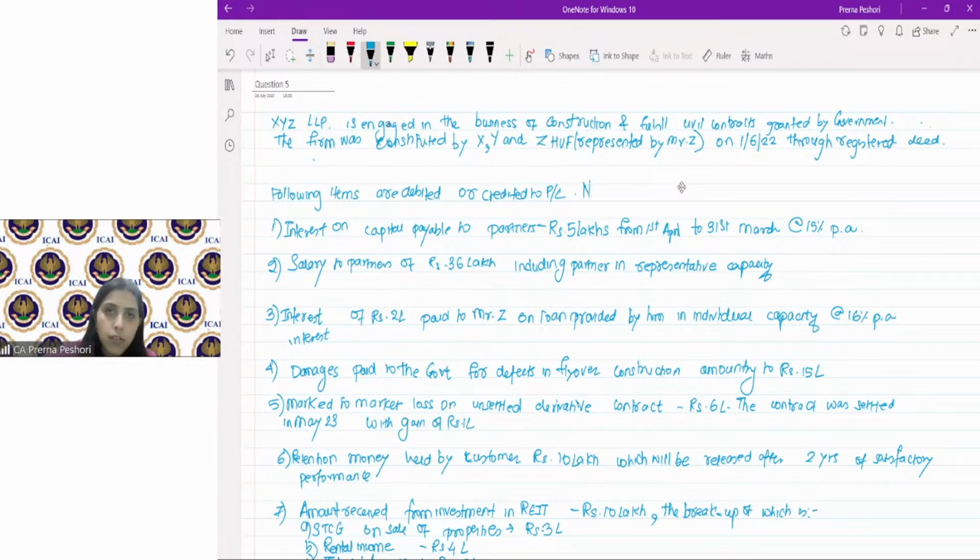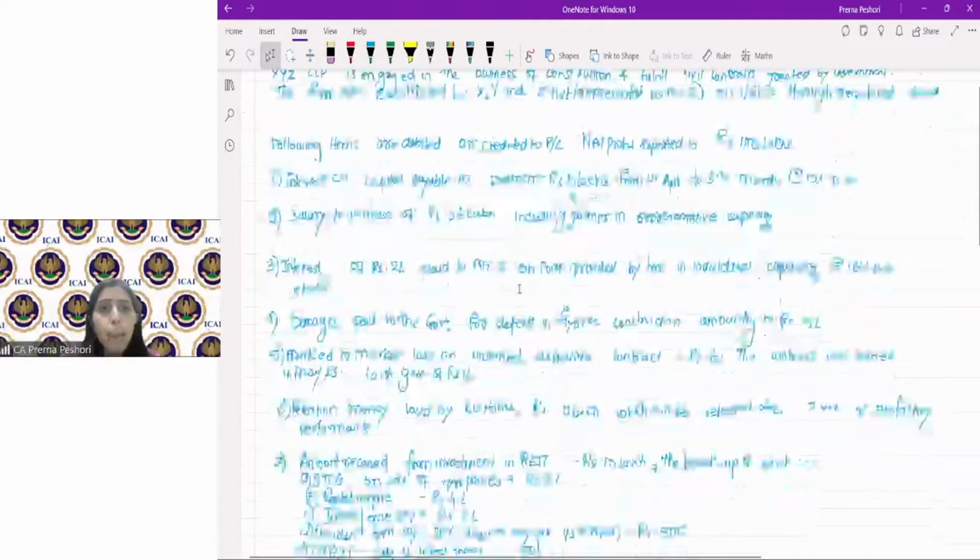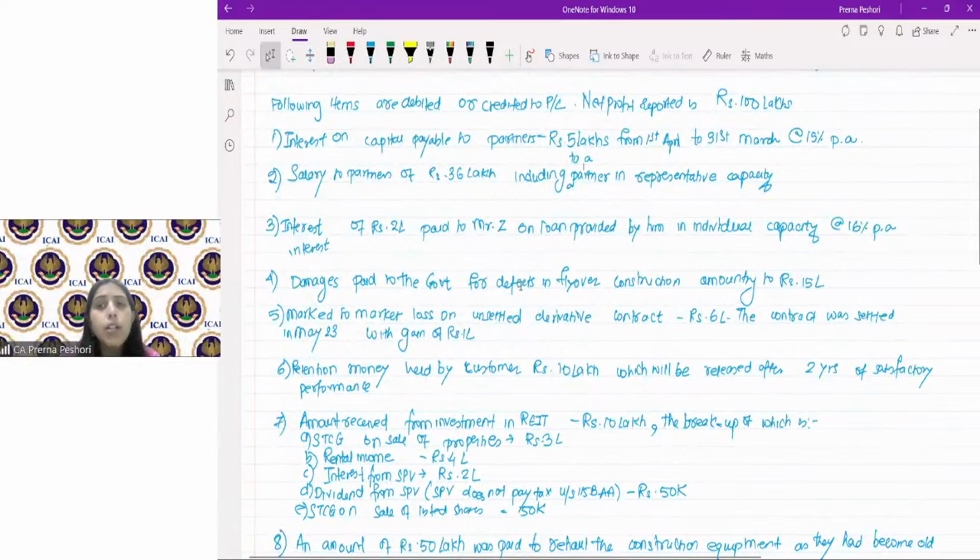Here, net profit is not given, so you can write net profit reported is rupees 100 lakhs. Interest on capital payable to partners rupees 5 lakh from 1st April to 31st March at the rate of 15% per annum. Salary to partners rupees 36 lakh, including to a partner in representative capacity. Interest of rupees 2 lakh paid to Mr. Z on loan provided by him in individual capacity at the rate of 16% per annum.